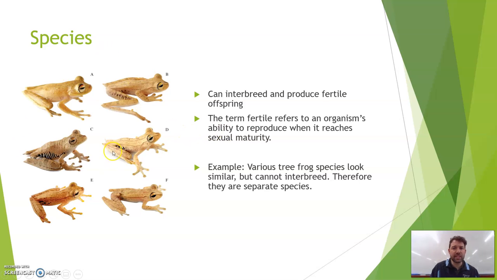The example on this page are these tree frogs here. They look quite different, but actually they cannot reproduce. Therefore, they would be considered different species. When we go into this in a little bit more detail, we'll look at the horse and the donkey, and they are different species. They can reproduce, but their offspring, a mule, cannot. It's infertile, therefore they're different species.